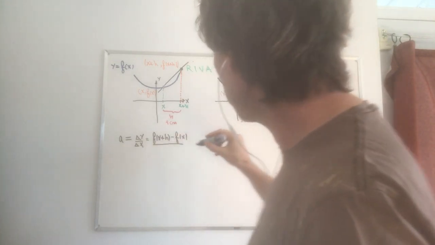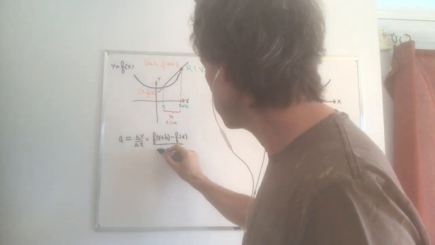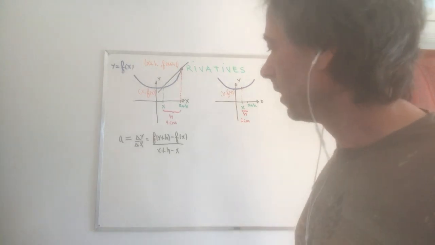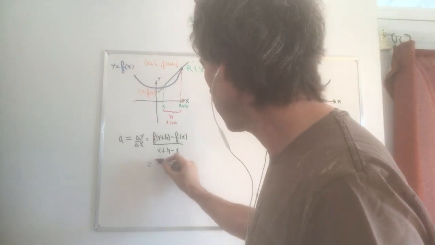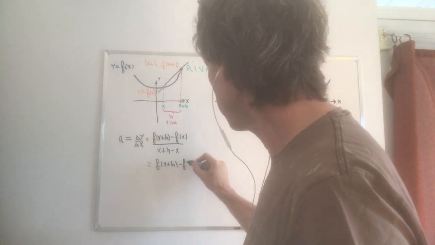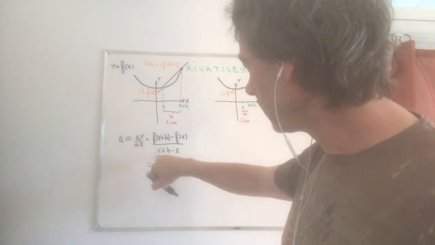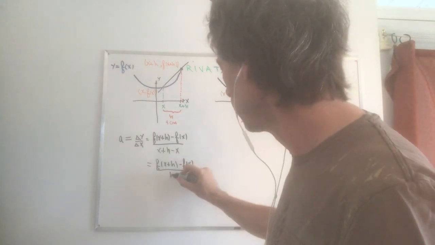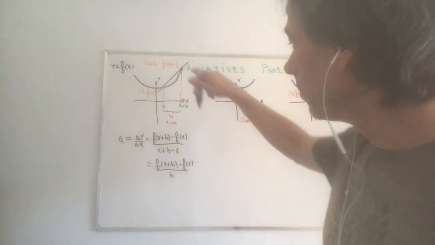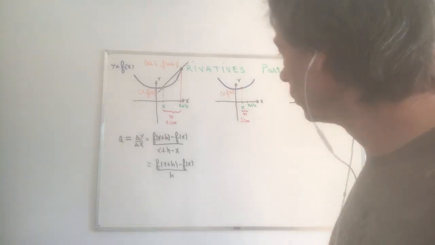And the other y right here is f of x, over the difference in the x's. This is x plus h minus x. Little cancellation here. F of x plus h minus f of x. The cancellation happens in the denominator right here. X minus x, gone. And that gives me an expression for the slope of the black line. Okay, good.